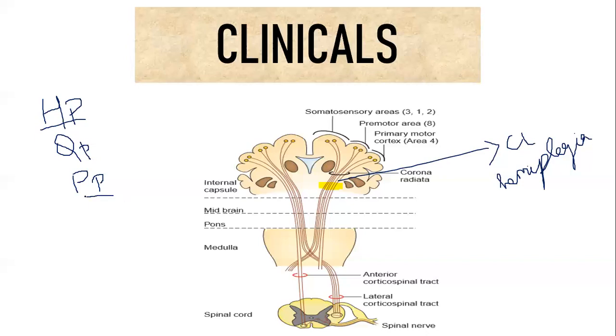Hemiplegia, complete half of the body. Quadriplegia, all the four limbs. Okay, FOUR limbs, not FORE. All the four limbs. And then paraplegia means lower limbs.